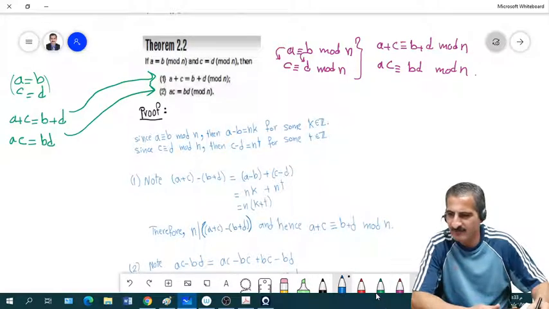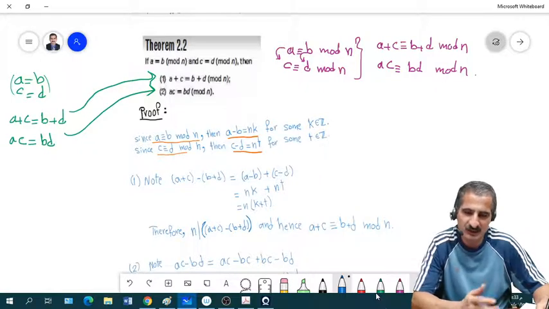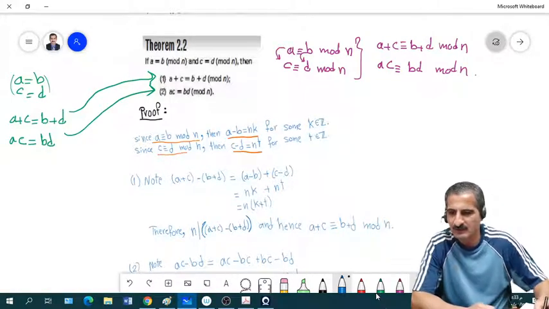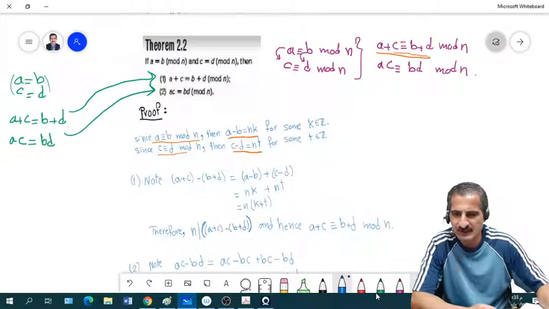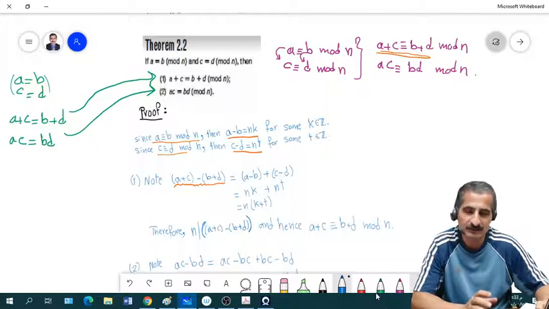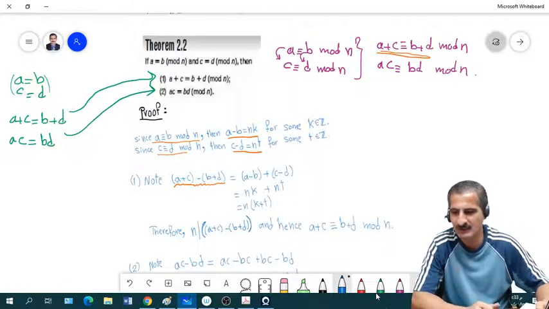Now since we have a is congruent to b modulo n, then a minus b is a multiple of n, so it is n times k. Same thing here, c minus d is n times t, for some k and t integers. Now, we want to prove this part, which means we want to see what happens for a minus b plus c minus d. And we hope this is a multiple of n, because if this happens, then we get the congruence.